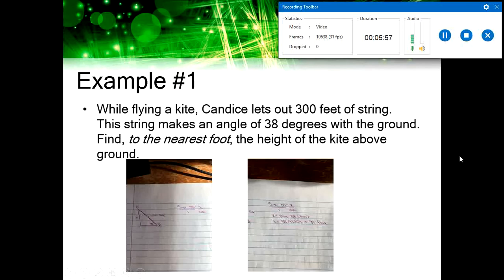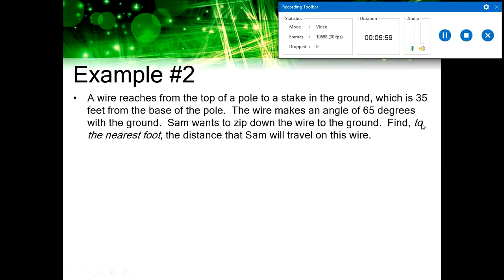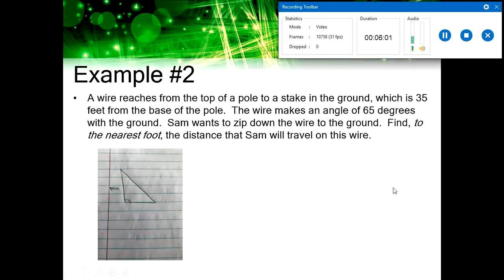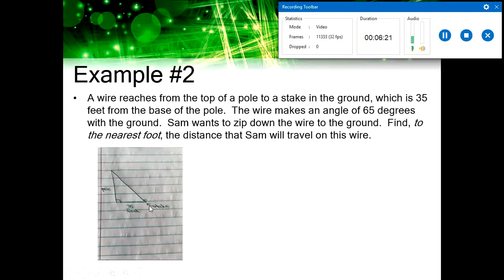All right, let's try a new example. On to example 2, so we can again start by drawing our picture. We have a wire that reaches from the top of a pole to a stake in the ground. Assuming that the pole is perpendicular to the ground, I've labeled the pole here, and there's my right angle. The stake is over here in the ground, and it's 35 feet from the base of the pole. So if I continue to label, there's my stake, and this distance is 35 feet.